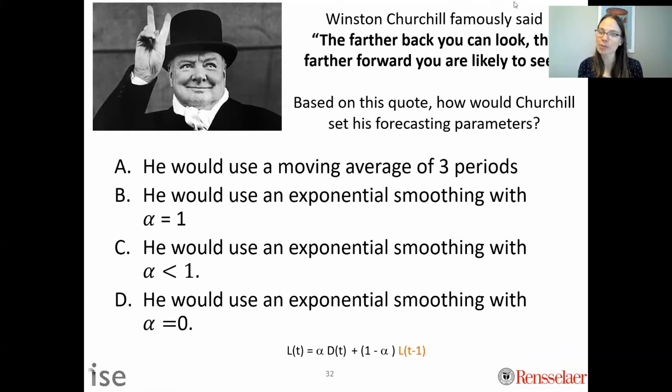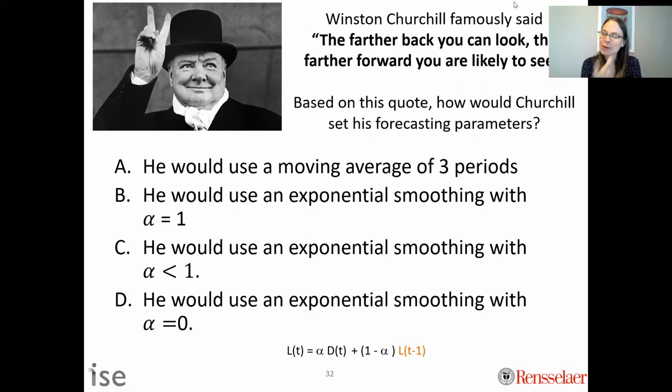Do you think he would use a moving average of 3 periods? Do you think he would use exponential smoothing with alpha equals 1? Or maybe exponential smoothing with alpha less than 1, or alpha equals 0? I would like you to pause, think through this, and see what you come up with. So let's walk through this.